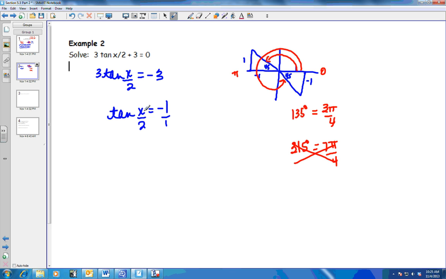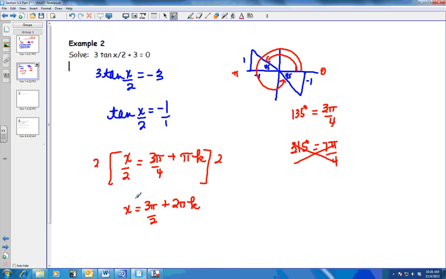So I know that my angle, x over 2, is equal to 3 pi over 4 plus every pi after that. But since I'm solving for x, I want to multiply everything by 2. So x equals, this would be 6 pi over 4, because I'm multiplying it by 2. 6 pi over 4 will simplify down to what? 3 pi over 2? Plus, multiply this by 2, 2 pi k. And that's my answer.